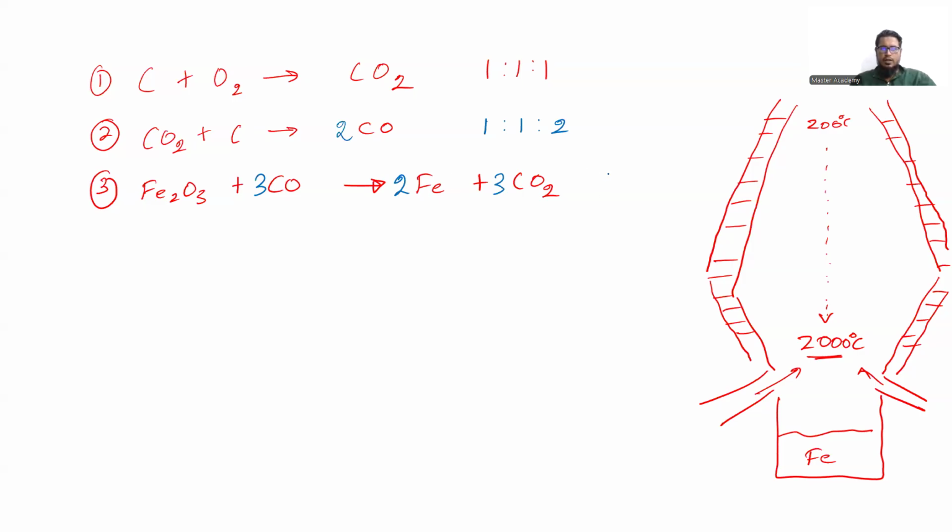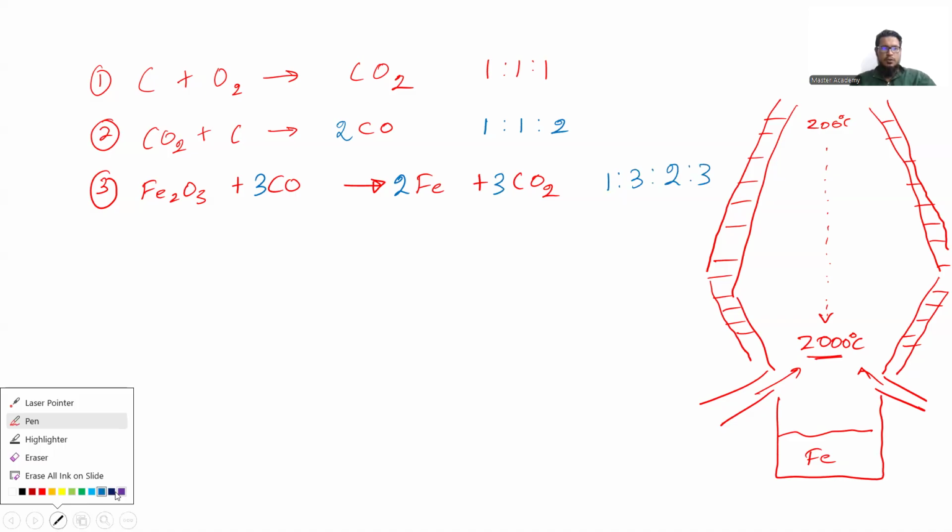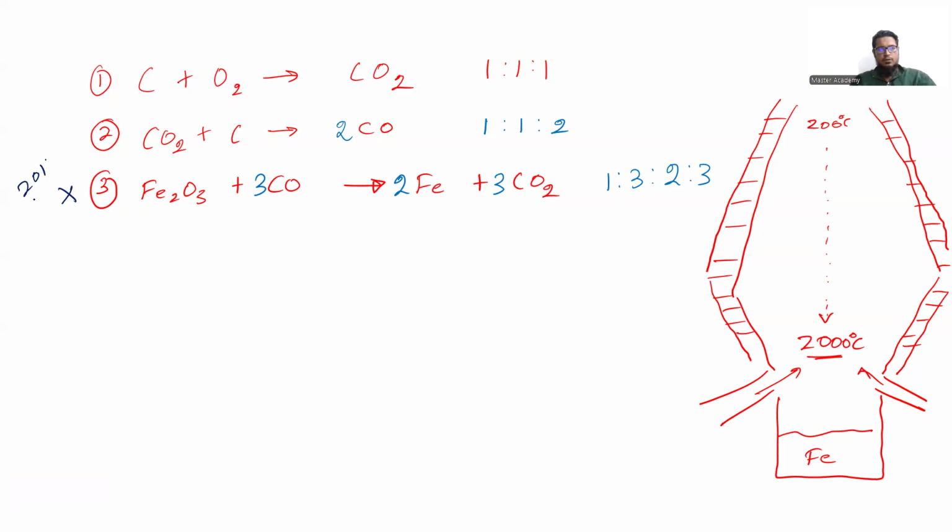So the ratio is 1:3:2:3. That is one of the most important equations because the 2016 O-level paper is totally based on that question, purely that question. If you don't know that equation, you can't do that question. That kind of a thing.